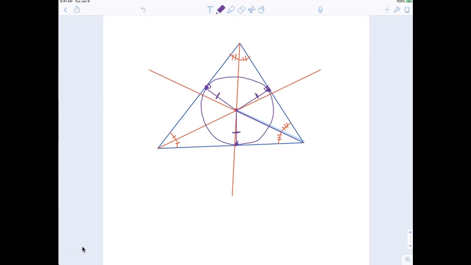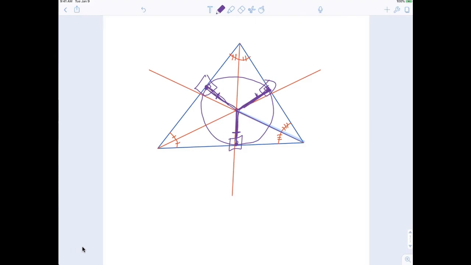And we say that it's tangent. And what does tangent mean? Tangent just means it touches at exactly one point right there, and exactly one point there, and one point there. This distance right here is considered the what? The radius of the circle.